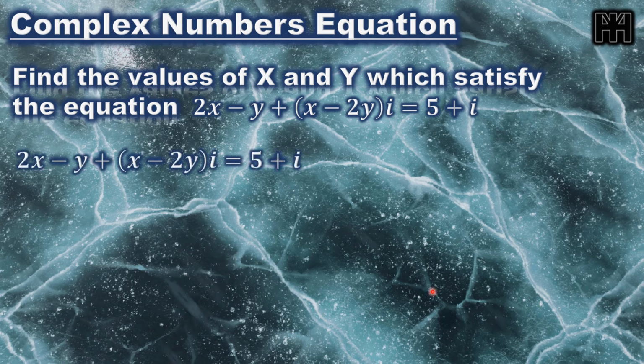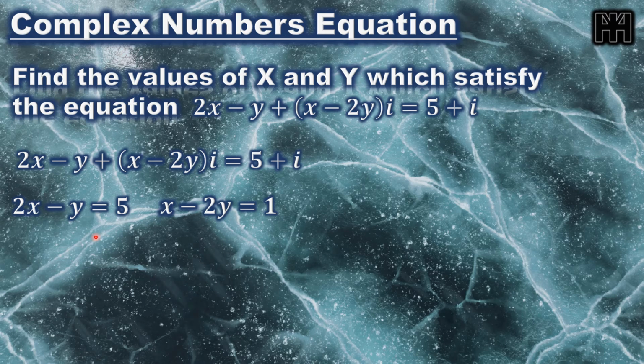Okay, take the real part and the imaginary part. The real part here, 2x plus minus y, and the real part here is a 5. We have 2x minus y equal 5, and the imaginary part, x minus 2y, i, and 1i here. So x minus 2y equal 1. Okay, let's see here. After we get these two equations, there are two strategies to solve them. Let me show you the first strategy. It's a bit harder than the second strategy.